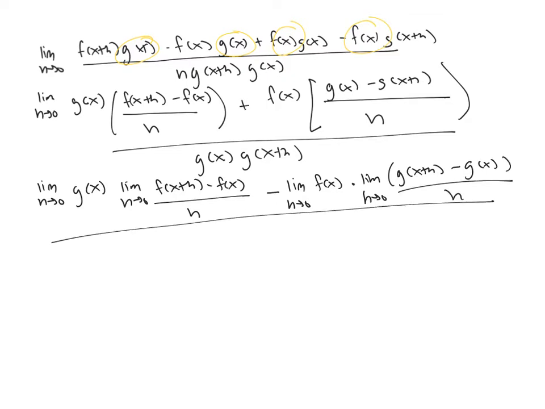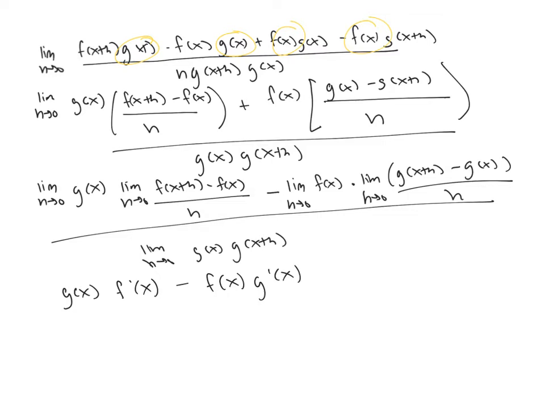And again, all over the limit as h goes to 0 of g of x times g of x plus h. All right, so let's see what happens here. This first piece becomes just g of x. This next piece, hopefully you notice, is f prime, minus this next piece becomes just f of x. And hopefully you notice the next one is g prime.